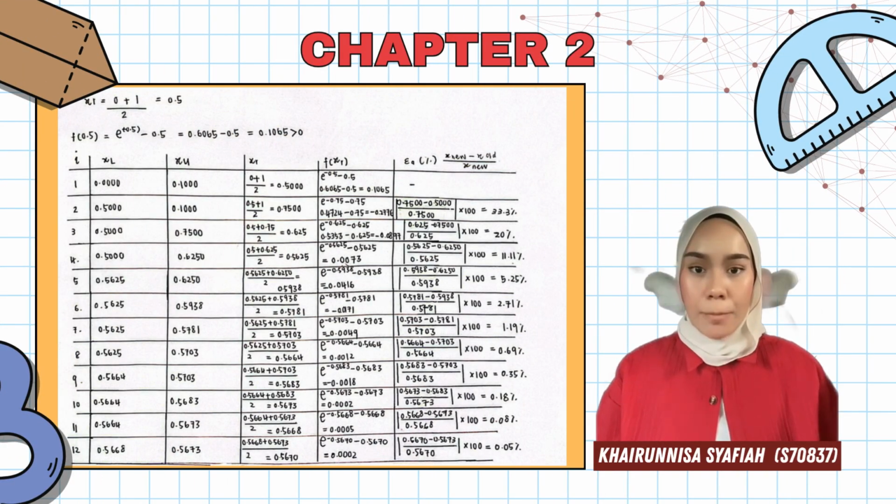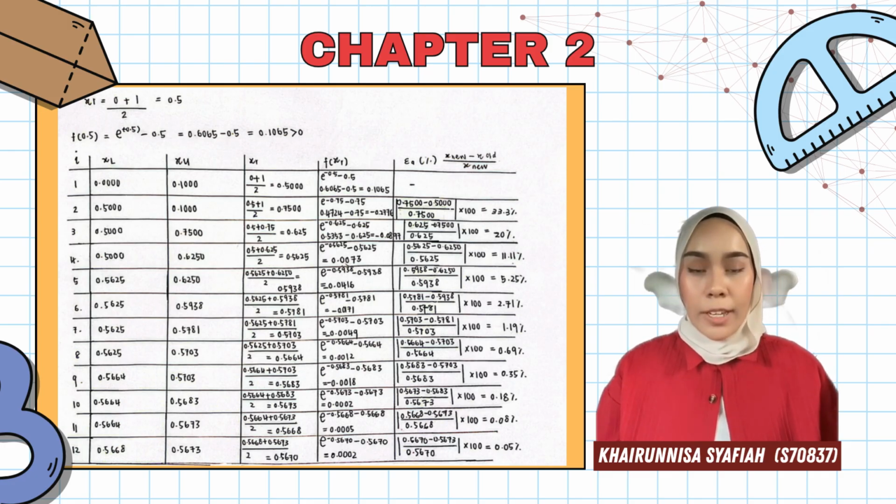First, let's look at part A, the bisection method. This method works by repeatedly cutting our interval in half. In iteration 1, our midpoint is xr equal to (0 plus 1) over 2, which gives 0.5000. Evaluating the function gives f(0.5) equal to 0.1065, which is positive. This means our root lies in the upper half, so we update our lower bound xl to 0.5.